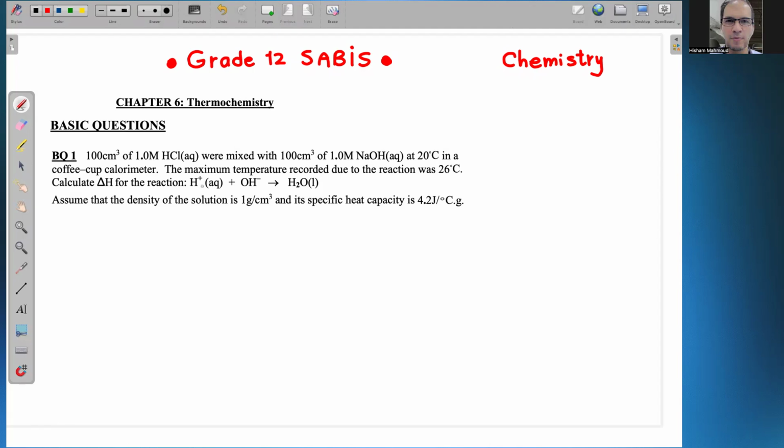And he wrote the net reaction, which is H plus OH minus gives us H2O. Assume that the density of the solution is 1 gram per centimeter cube and its specific heat capacity is 4.2 joules per degrees Celsius. So we have that the givens are the volume of HCl is equal to 100 centimeter cube. Since we are going to work with molars, we have to change this one into 0.1 decimeter cube.